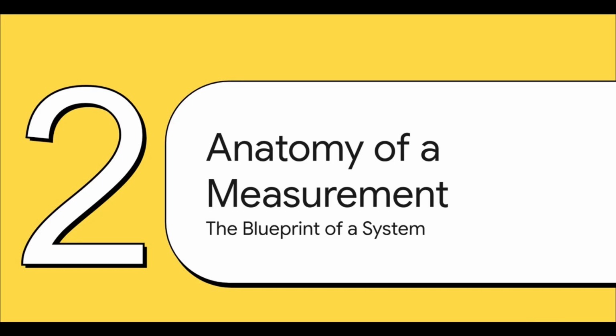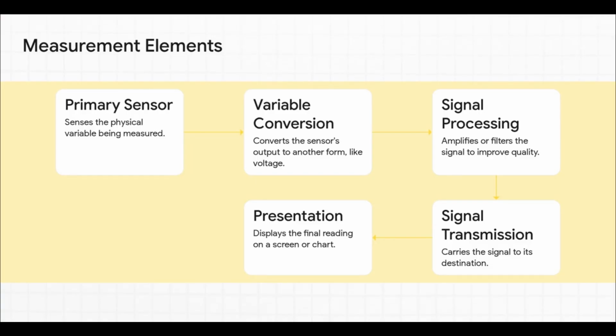Okay, so we've got our rules, we've got our units. But what actually happens inside a device when you take a measurement? It's never just a number that magically appears. It's the final step in a whole chain reaction. So let's look at the blueprint for how that works. It sounds complicated, but almost every measurement system, from a simple thermometer to a complex satellite, follows these 5 steps. Let's walk it through. Imagine a digital thermometer.